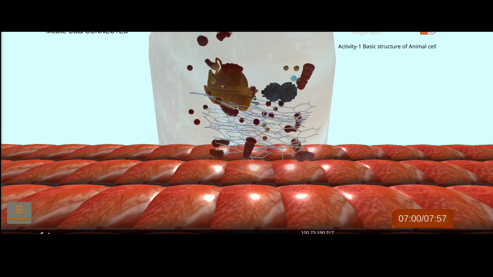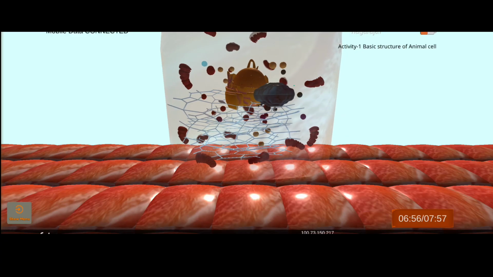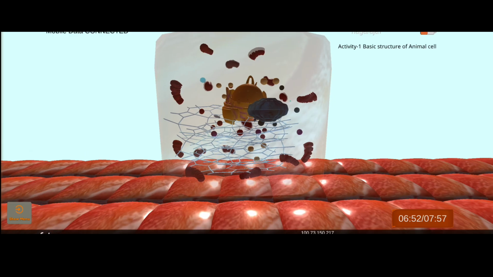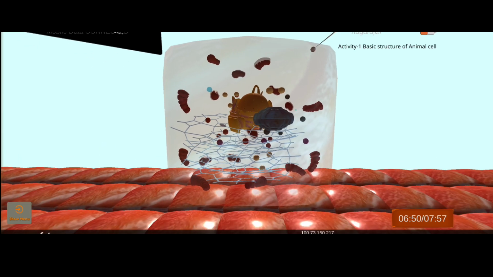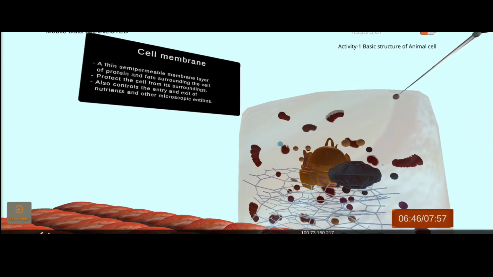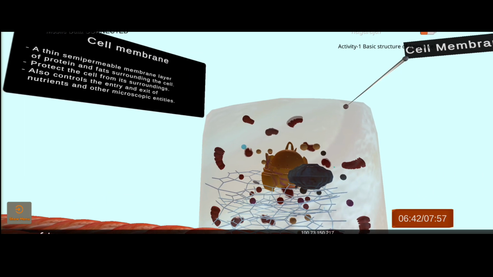Now we are going to learn about the animal cell. Consider the animal cell as a little room and let's see its structure. See, the outer wall, it is called the cell membrane or plasma membrane. It is a thin semi-permeable membrane layer of protein and fats surrounding the cell. Its primary role is to protect the cell from its surroundings. It also controls the entry and exit of nutrients and other microscopic entities.